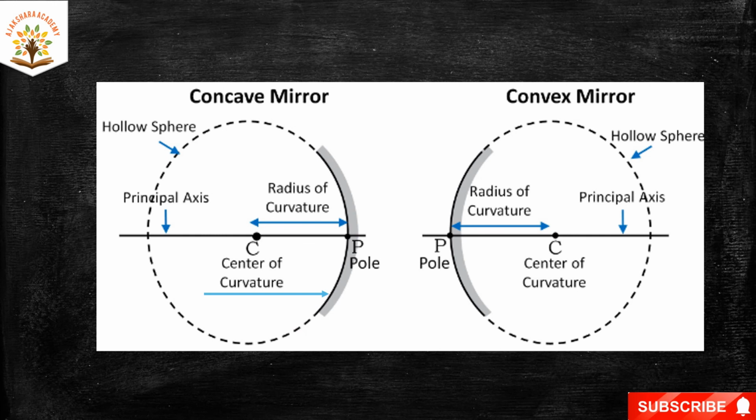Okay, next. See these figures, concave mirror and convex mirror. This is the principal axis. A horizontal line which passes through the pole and center of curvature is known as the principal axis, and the distance between P and C is known as the radius of curvature, and this is the center of curvature. In the case of the convex mirror also, the distance between P and C is known as the radius of curvature, and this horizontal line which passes through the pole and center of curvature is known as the principal axis.